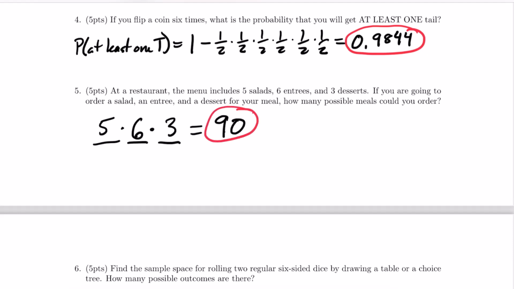So one thing to notice is that if it asks for a probability, your answer should always be between 0 and 1. But if it asks you how many ways you could order it, or how many ways you can do something, that number should always be a whole number. Like in this case, it was 90.